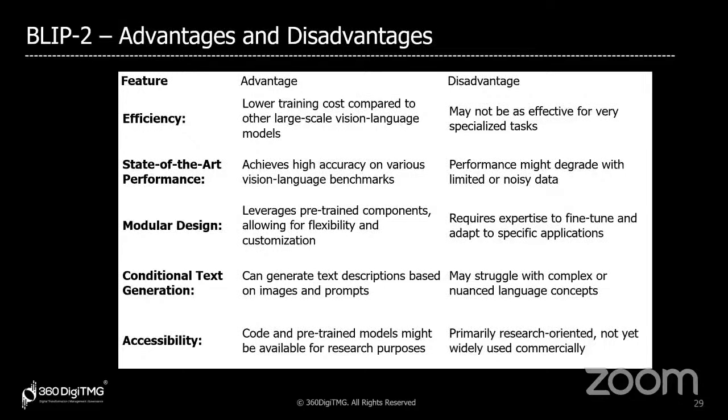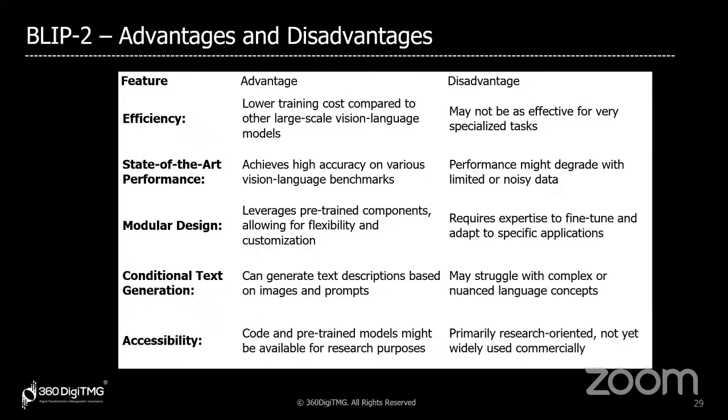So these are the advantages as well as disadvantages of BLIP-2. The first advantage is efficiency: lower training cost compared to large-scale vision language models. As we have seen, CLIP has a large cost because it requires a huge dataset. Here the training cost is lower because we are not taking that much data compared to large-scale vision language models.